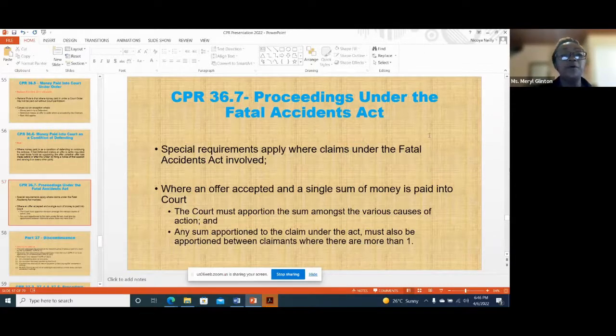And 36.7 carves out some special procedures if the claim is in relation to or involves a claim under the Fatal Accidents Act. So if that is something that is in play in any claim that you are considering paying money in for, or in which you are trying to get money paid out, you will need to look at 36.7 very carefully to see what is required in those circumstances. Next slide.